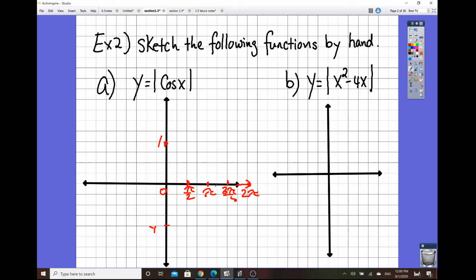Cosine of pi over 2 is 0. Cosine of pi, again I'm just making the parent graph of cosine of x, is negative 1 down here. Cosine of 3 pi over 2 is 0. Cosine of 2 pi is 1. This is a parent graph, so it should be dotted, because it's not the final graph yet.